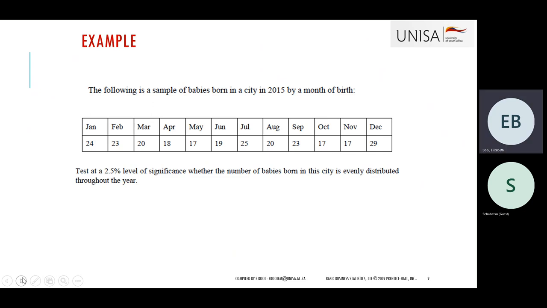And as a researcher, if you want to test at a 2.5 level of significance whether the number of babies born in the city is evenly distributed throughout the year, then we need to do a chi-square goodness of fit test. How do we then do that?